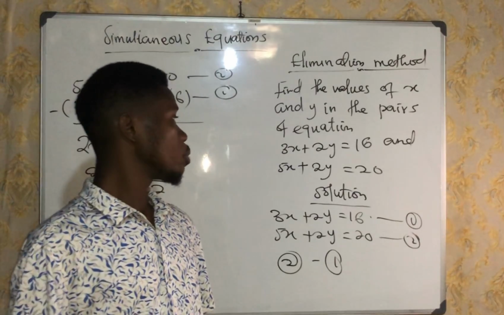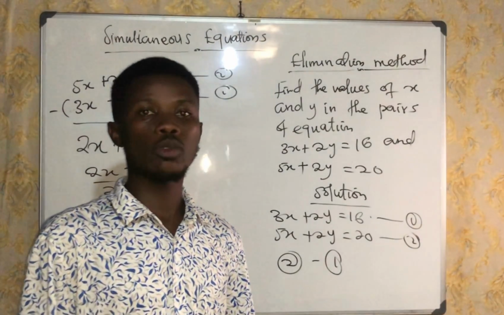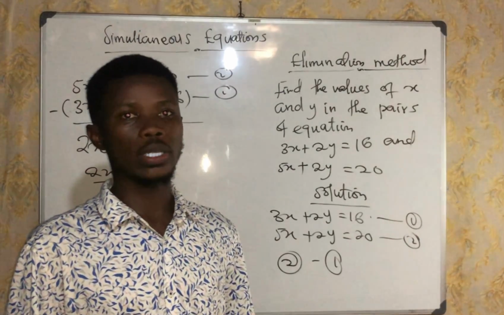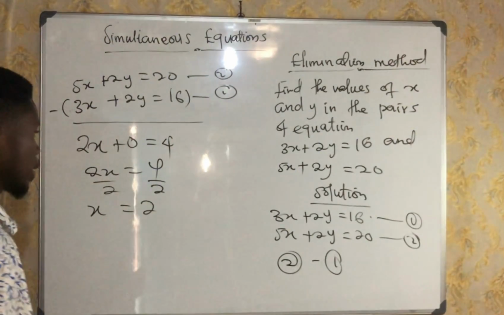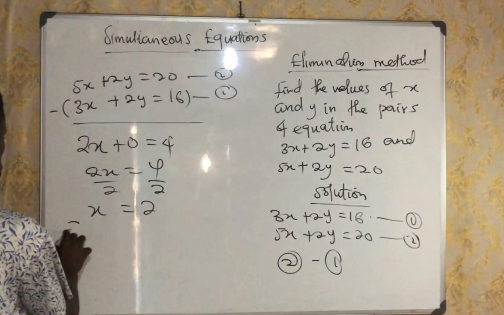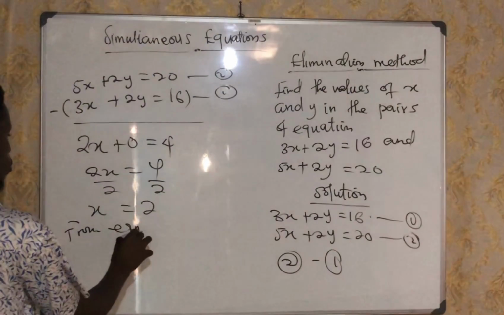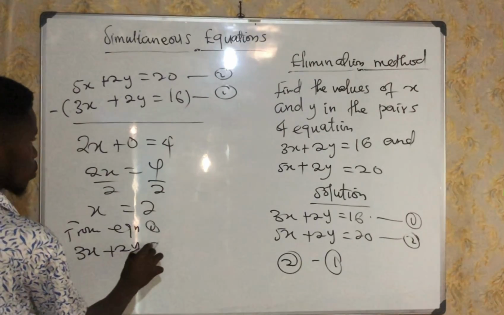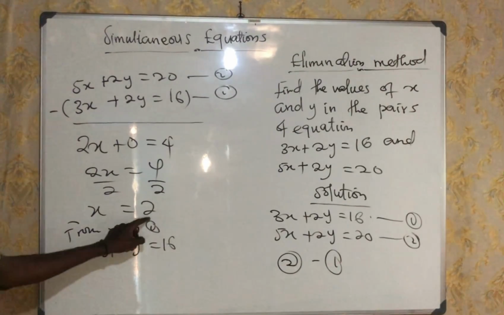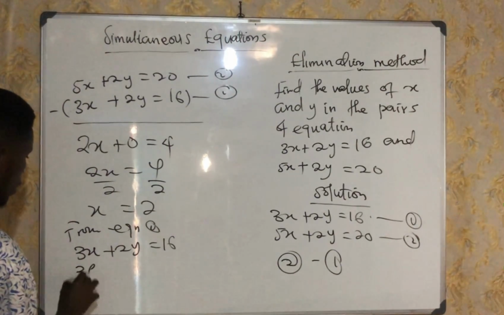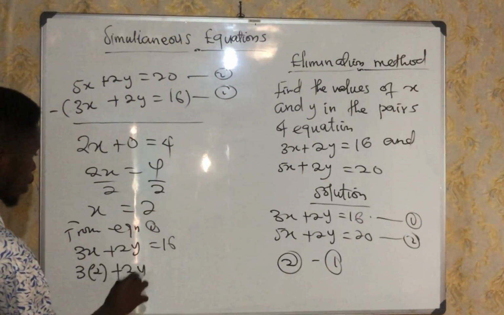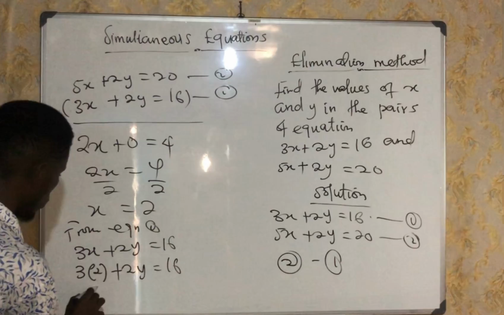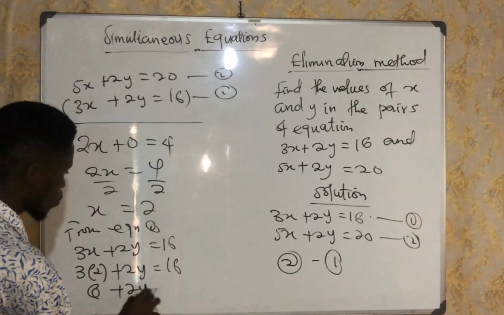How do I get the value of y? You just pick any of the equations, whether equation 1 or equation 2, and substitute the value of x into that equation. So if I pick equation 1, which is 3x plus 2y equals 16, if I put 2 here, that is going to give us 3 times 2 plus 2y equals 16. 3 times 2 we all know is 6. So I have 6 plus 2y equals 16.